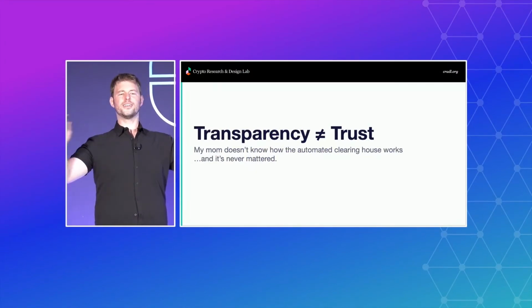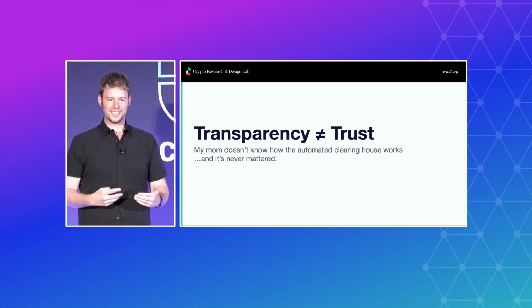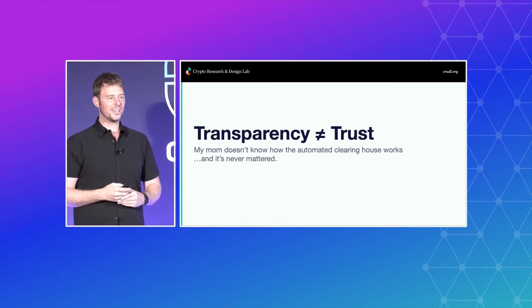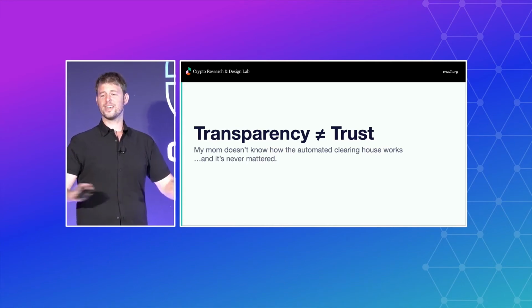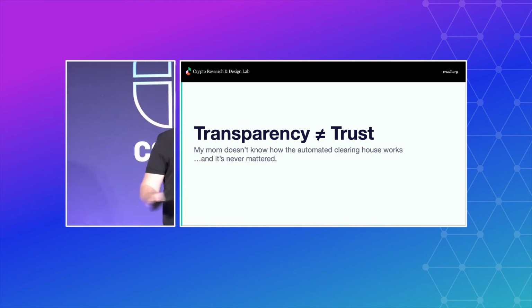I've seen a lot of things called transparent in crypto. A lot of us know what this means. We know how the blockchain works and all this kind of stuff. But to be perfectly honest, my mom has been using fiat for decades, and she doesn't know anything about how the automated clearinghouse works. And she's never needed to, and still she trusts that system. So we need to really start thinking about other mechanisms of trust.